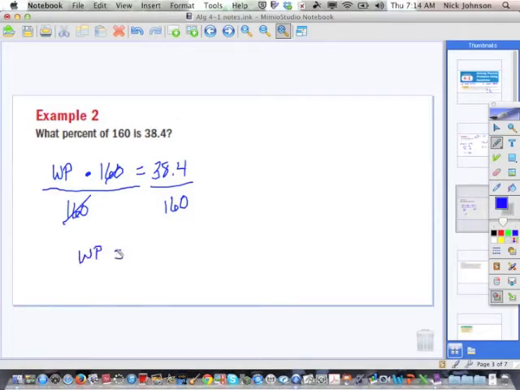WP equals 38.4 divided by 160. You can do this on your calculator just like Mr. Johnson. It is 0.24. Now, when you get to this point, you have to ask yourself, is this a decimal? Yes, it's a decimal. Is it a percentage? No, it's not a percentage. So I need to convert my decimal to a percentage. To find the percentage, you have to move it 2 decimal places to the right. When I move that 2 decimal places to the right, it is 24%.